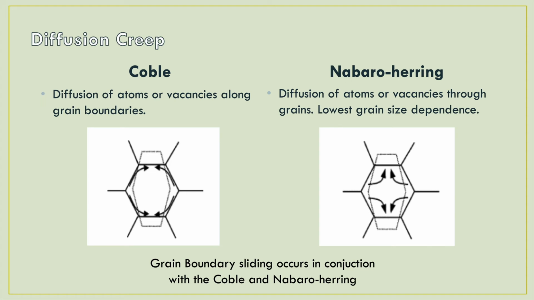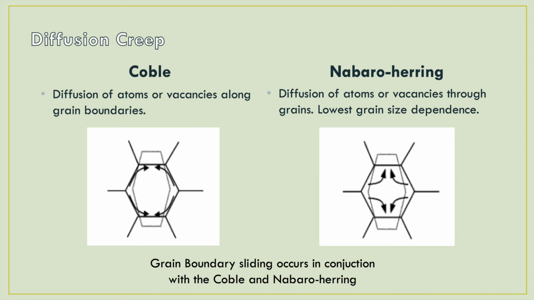Both Coble and Nabarro-Herring are a form of diffusion creep. Coble is a mechanism for deformation of crystalline solids. Coble creep occurs through the diffusion of atoms in a material along the grain boundaries, which produces a net flow of material and a sliding of the grain boundaries. Note that in Coble creep, the strain rate epsilon is proportional to the applied stress sigma. The same relationship is similarly found for Nabarro-Herring creep.